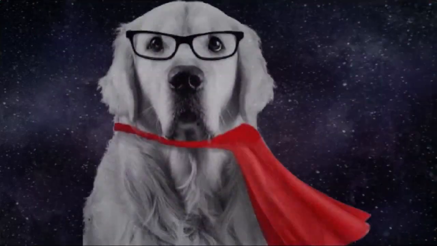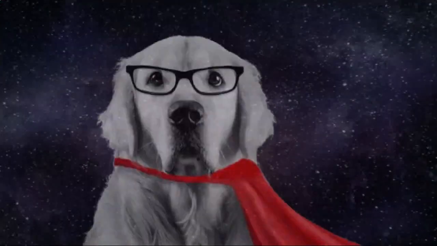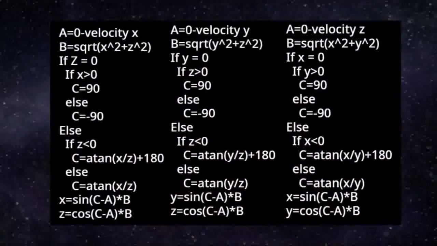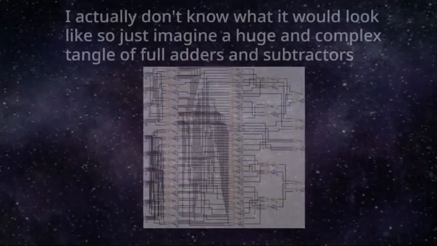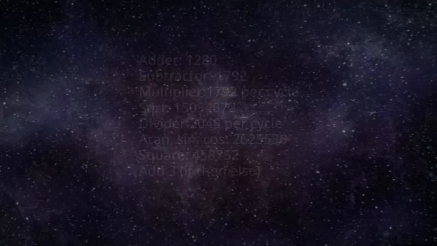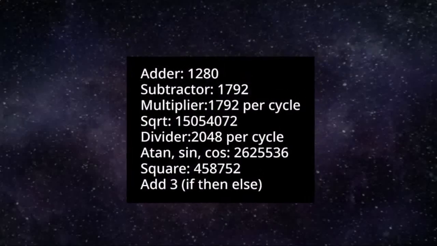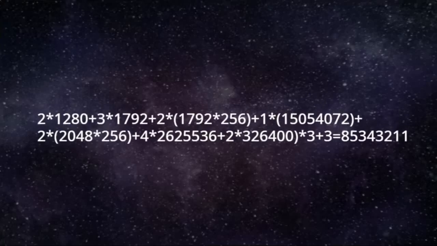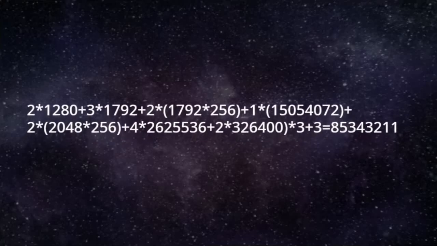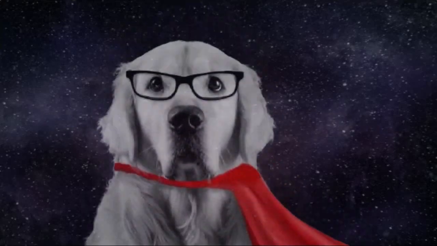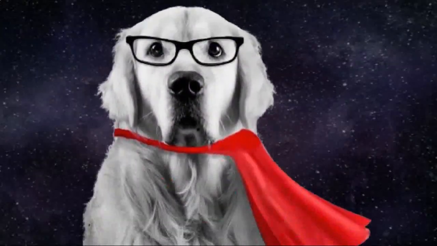First, let's find out how big the first part would be. To update a particle's coordinates based on a particle's velocity, the PC would need to use this formula. The logic gate circuit to calculate the formula would look something like this. Assuming each CPU function required this many transistors, there would be a total of 85,343,211 transistors. Next, the CPU would need to calculate the kinetic and potential energy.